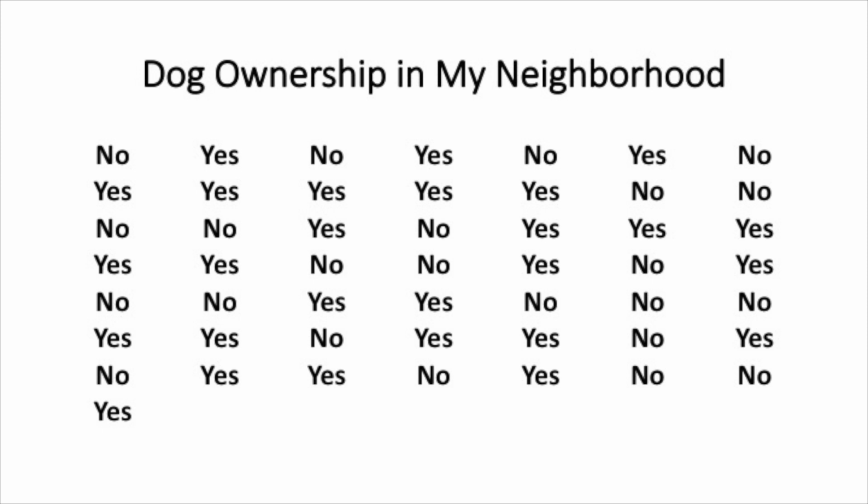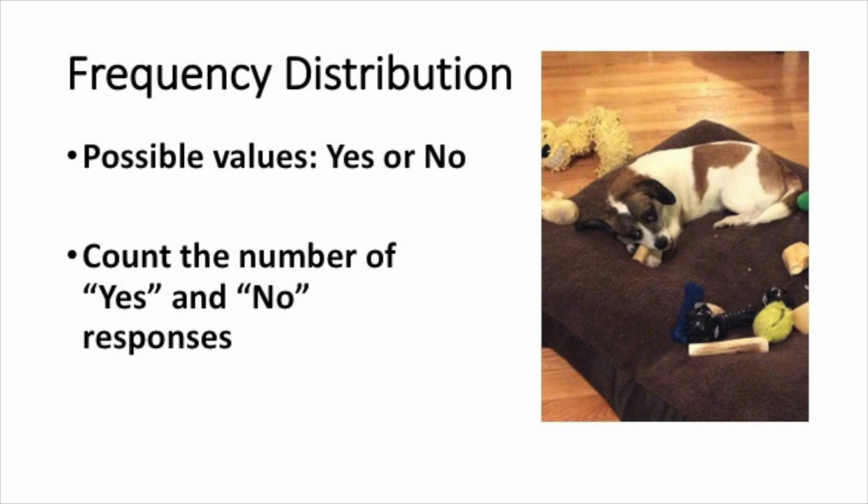Here's some data about families in my neighborhood, whether or not they have a dog. Let's make a frequency distribution for dog ownership, which is a categorical variable. First, we need to figure out the values the variable can have. The dog ownership variable can take on one of two values, either yes or no. Second, we need to count the frequency with which these values are observed.